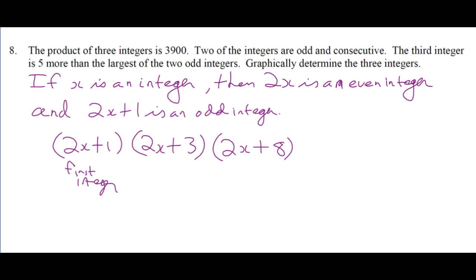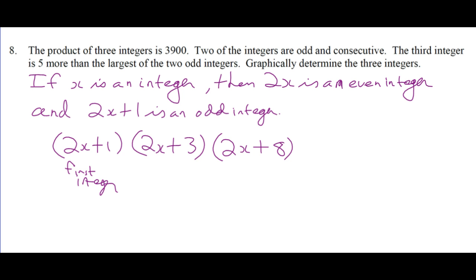Okay, if this is what you think it is, then you should check and make sure that it really is. So if I say x is 7, then this is going to give me 15. What's the next consecutive odd integer? 17. What's 2 times 7 plus 3? 17. What's 5 more than that? So the third integer is 5 more than the largest. So it's 17 plus 5, 22.